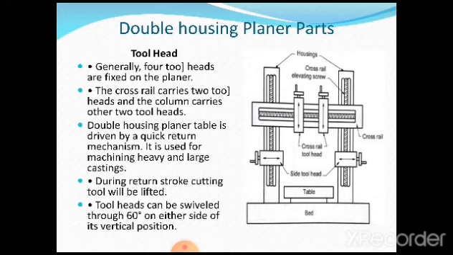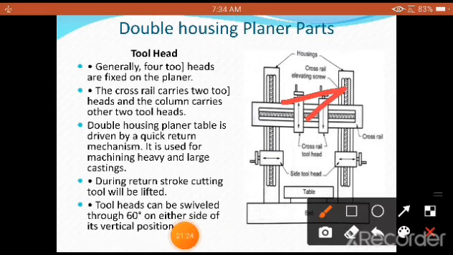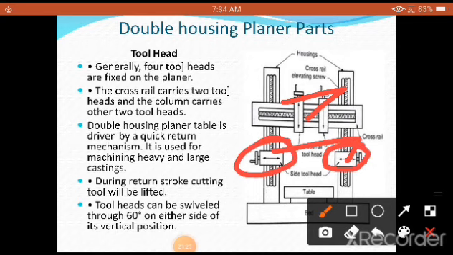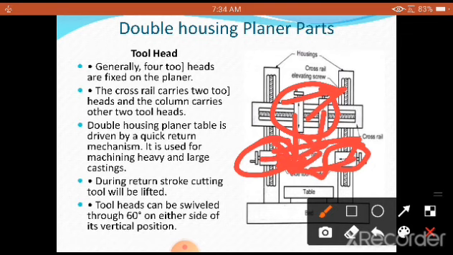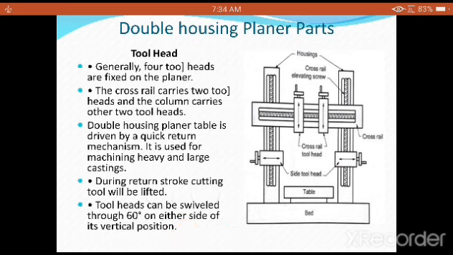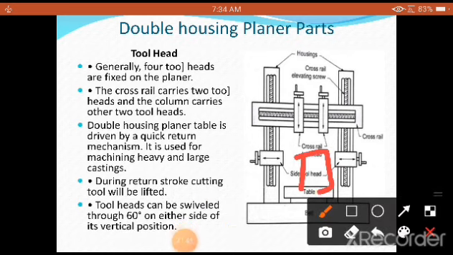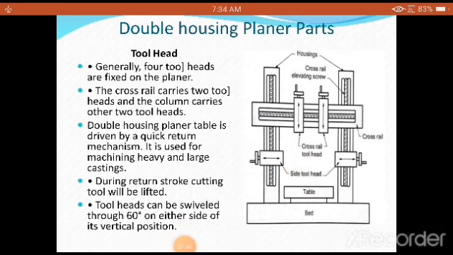Generally 4 tool heads are fixed on the planer. You are going to see very clearly there, because there are 4 tool heads. These are called the side tool heads, and these are the tool heads mounted for giving the movement down, so that whatever workpiece is held firmly here can have different surfaces being machined at a time. That is the main purpose.